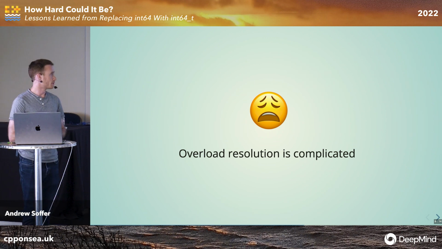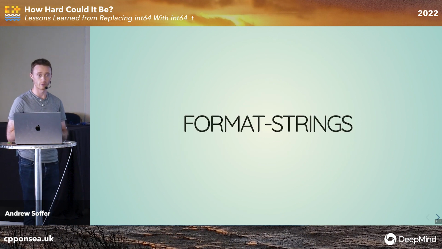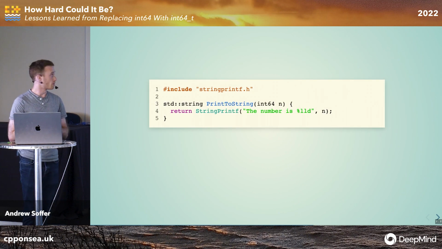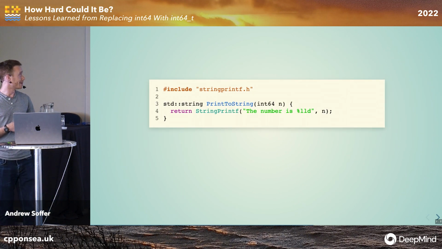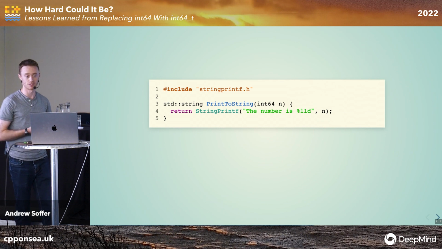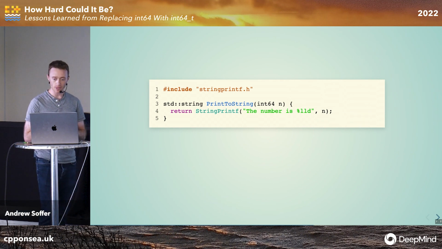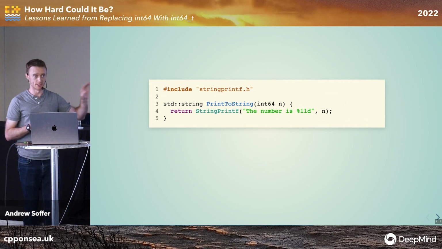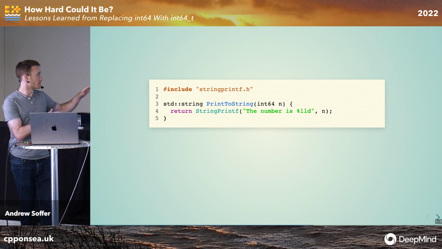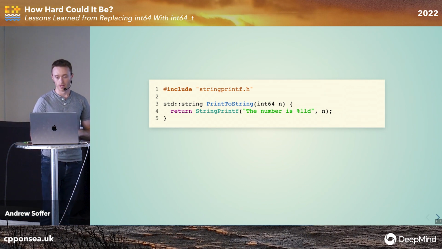But okay, so we've spent a while talking about integers and things related to integers, and let's continue to do that. Let's talk about format strings, very integer related. So we've got this function, string printf. You probably have something similar in your code base. This is effectively just printf, but it writes to a standard string rather than to standard out. And everything I'm going to show here applies equally well to printf and all of those sorts of functions. This is just easier as an example to show.